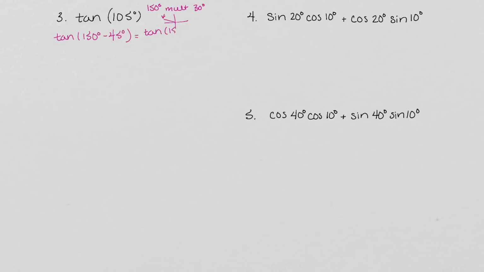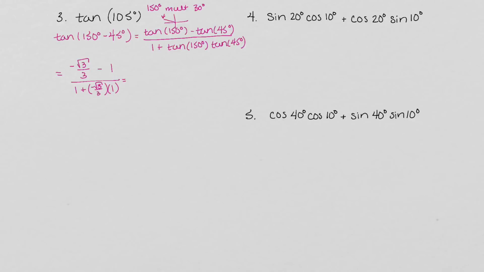tangent of 150 minus tangent of 45 over 1 plus tangent of 150 tangent of 45. And so when we plug in our values for that, that's negative root 3 over 3 minus 1, because tangent of 45, remember, that's our favorite angle. Tangent is 1, and sine and cosine are both root 2 over 2. And then that's over 1 plus negative root 3 over 3 times, again, tangent of 45 is 1.